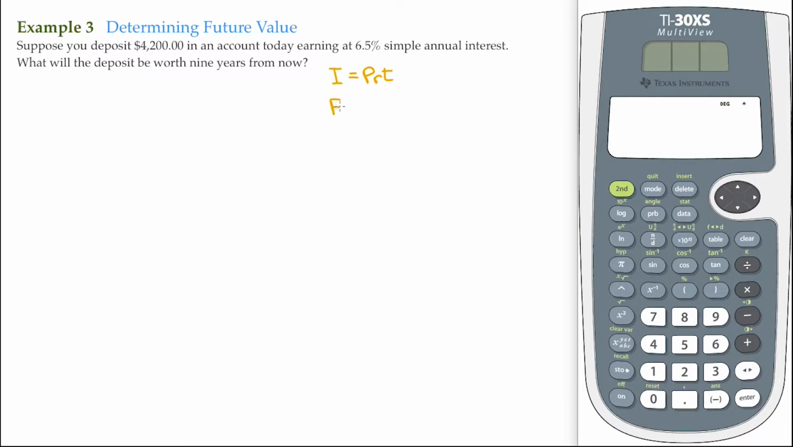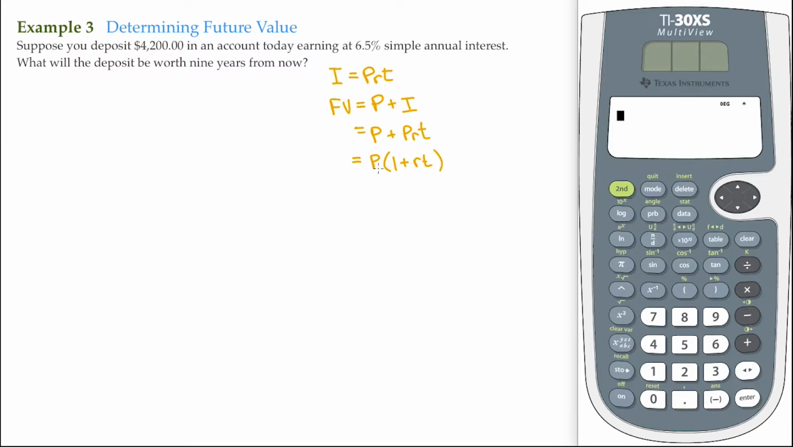So the future value is going to be equal to the principal that you deposit plus the interest that it makes. Well, what is the interest right here? Well, that's P times R times T. So this can also be written as P plus the interest, and the interest is P times R times T. We could simplify this by factoring out a P. We could write this as P times 1 plus R times T.